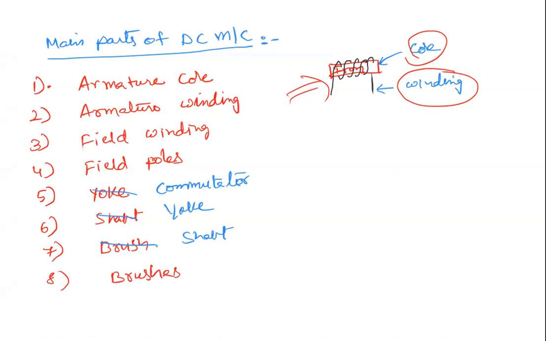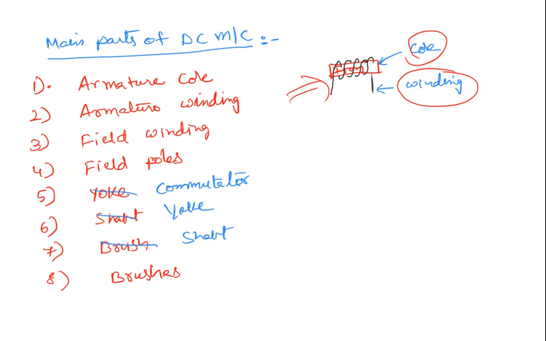If I write commutator at the bottom, its importance may reduce. That's why I have taken care to strike all these three and arrange them in order of importance. So up to five, everything is important. Even without a single thing, you cannot see a DC machine working. You cannot put the machine into work.